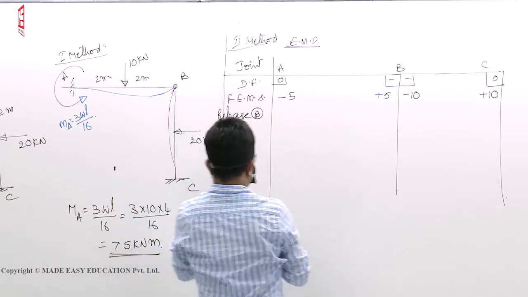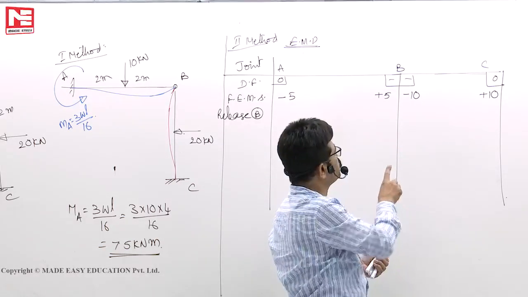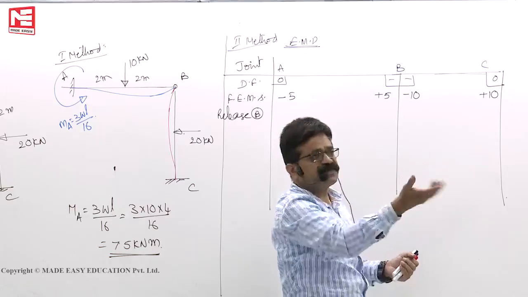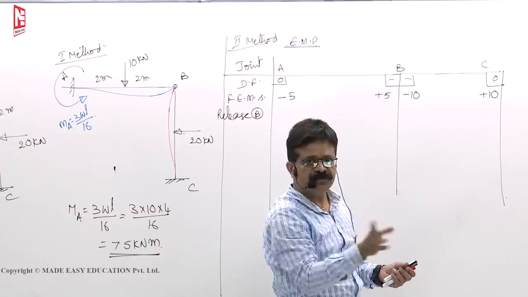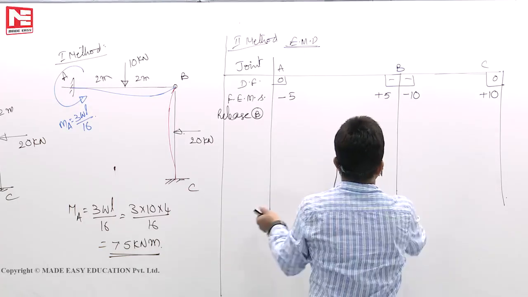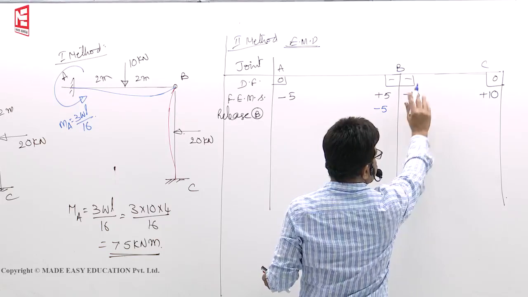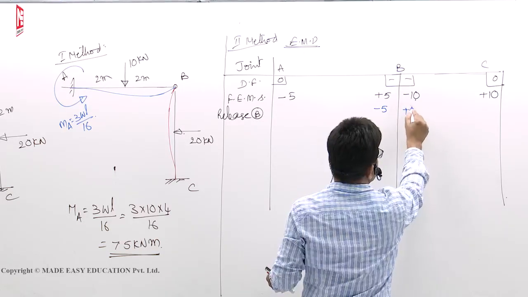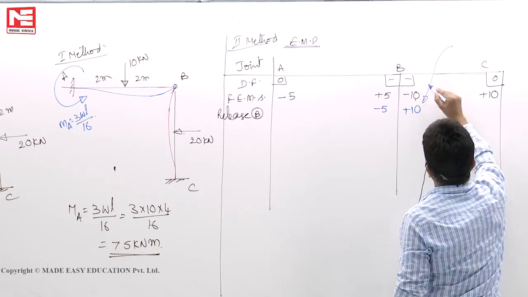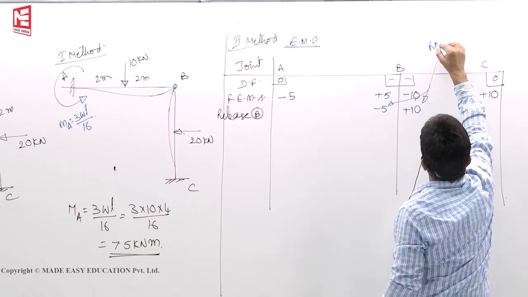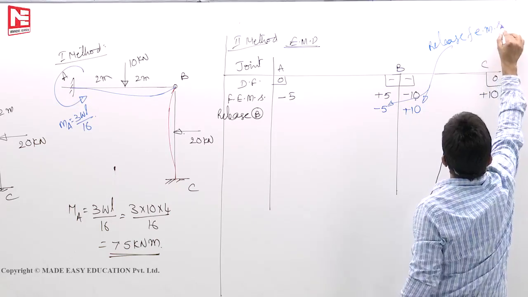Release B. When you are releasing it, you should not sum it. Minus 5, sum is minus 5. So minus 5 into how much you will do? No distribution factors. So don't sum them. Individually you release. Plus 5 to fix it, minus 5 to release it. Minus 10 to fix it, plus 10 to release it. Like this. That's what I meant. Release fixed end moments independently.